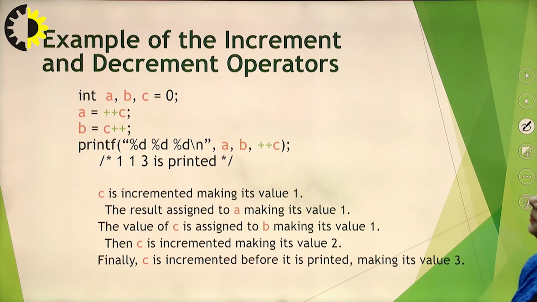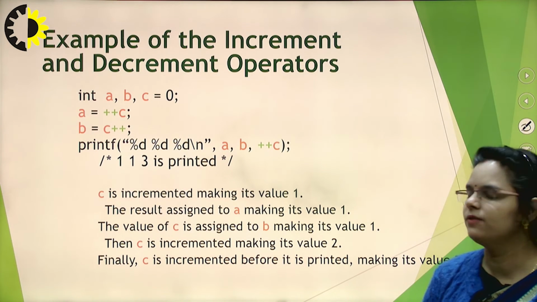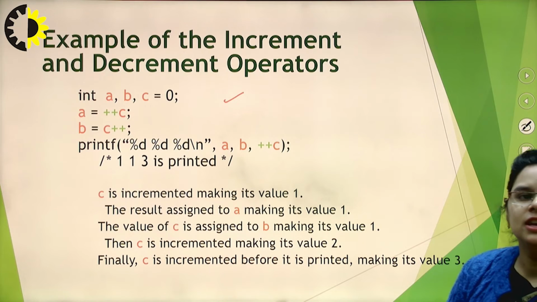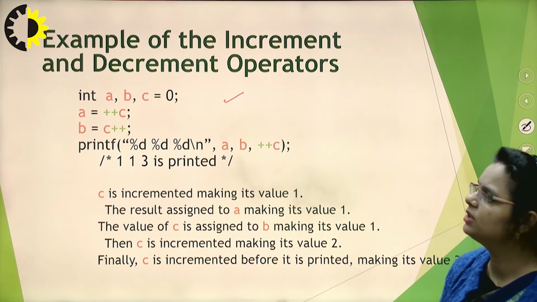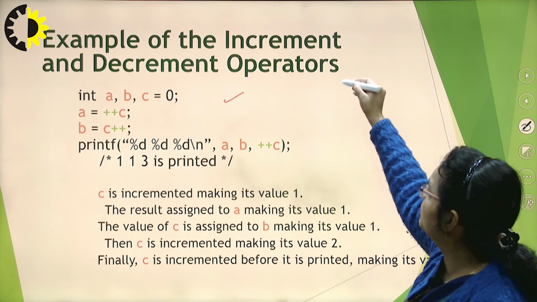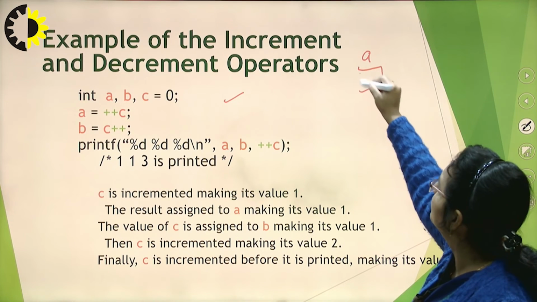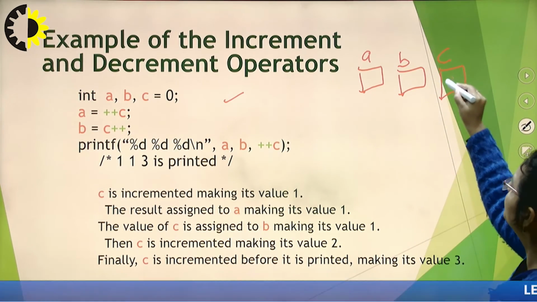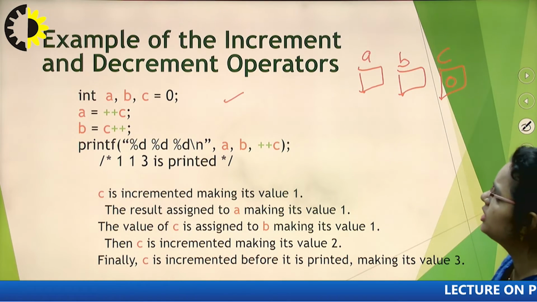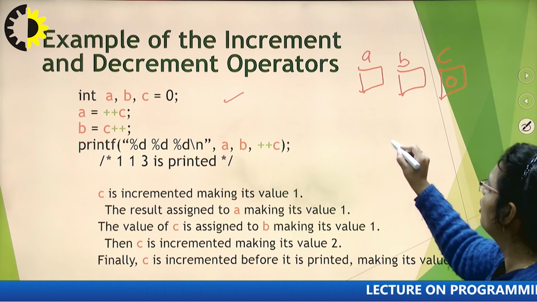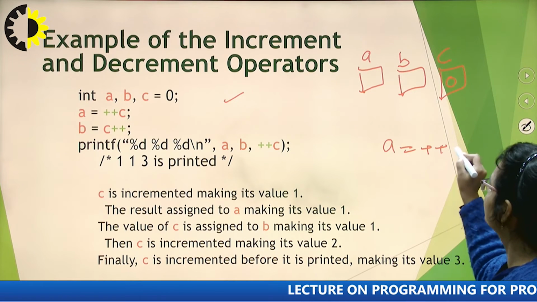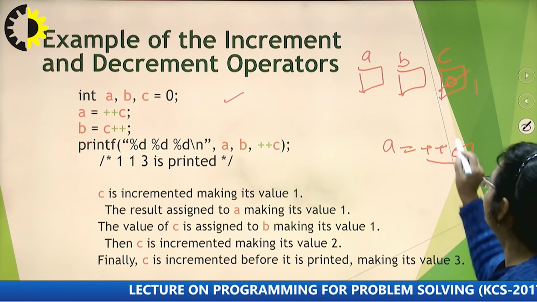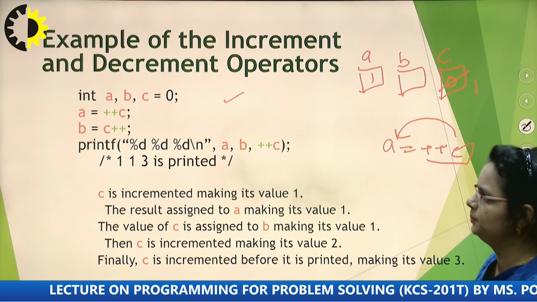Let us take an example of increment and decrement operators. Here we have three variables A, B and C. C has initially 0 value. First of all, let us make 3 memory blocks A, B and C. Initially the C variable has value 0. We have initialized the value as 0. Now the expression A equals plus plus C. First of all, the value of C would be incremented. The value of C would become 1 and then it would be assigned to A. So 1 would be assigned to A.